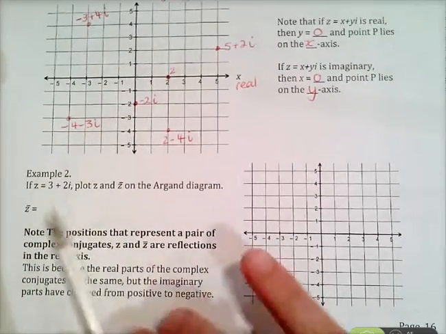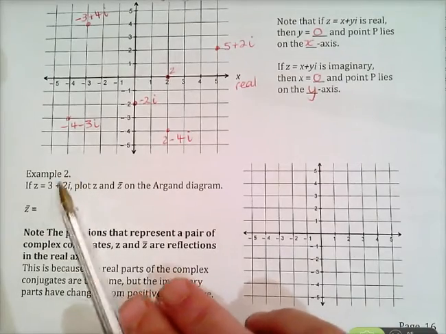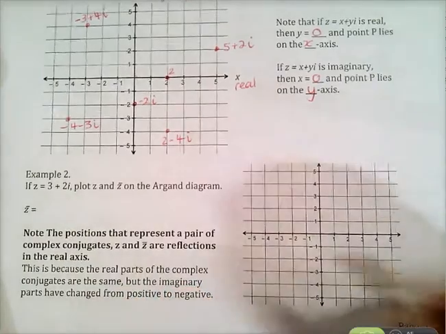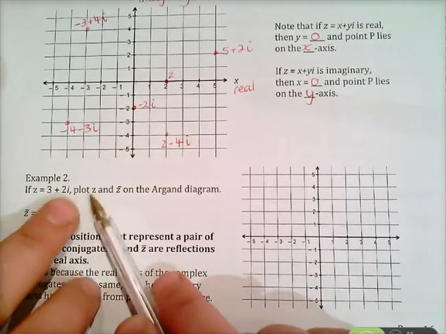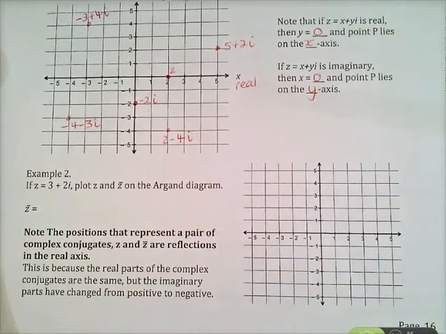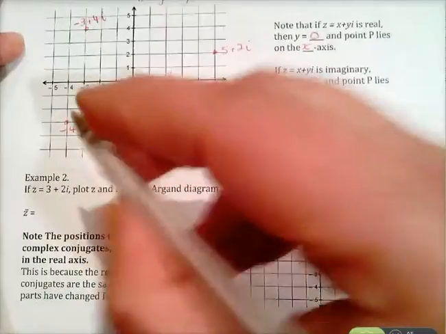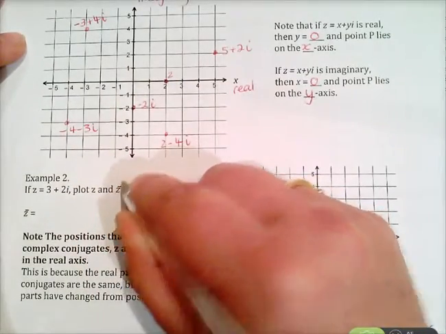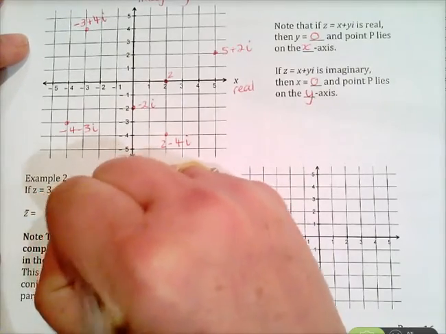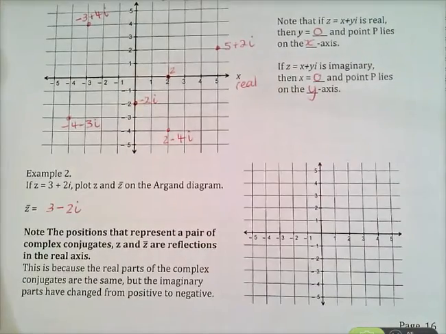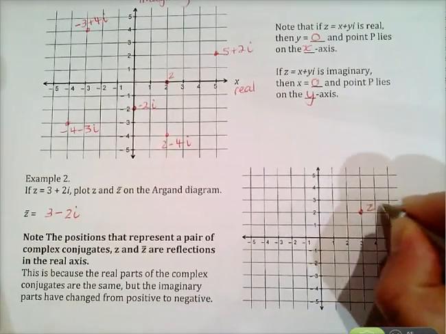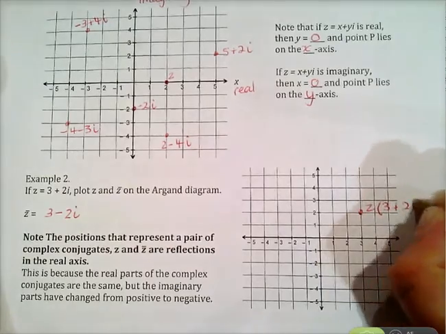In example 2 here, we're going to plot z equals 3 plus 2i. We want to plot z and z bar on the Argand diagram. We know that z bar is the complex conjugate of 3 plus 2i, so z bar is 3 minus 2i. Let's plot z. 3 plus 2i is here. That's z, which is 3 plus 2i.